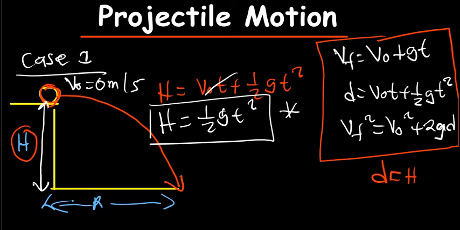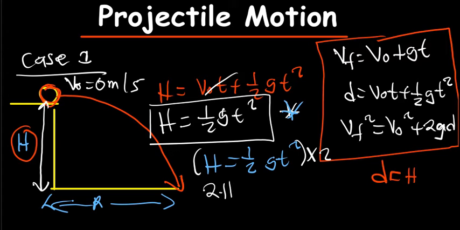Next, how do we find the time? I will derive the formula for finding the time using the same formula for height. So h is equal to half gt squared. Our goal is to make t the subject of the formula. What do we do? To get rid of the half, let's multiply by 2 everywhere. 2 times h is 2h. 2 times half is just 1, so I'll have gt squared. Next, let's divide both sides by g.